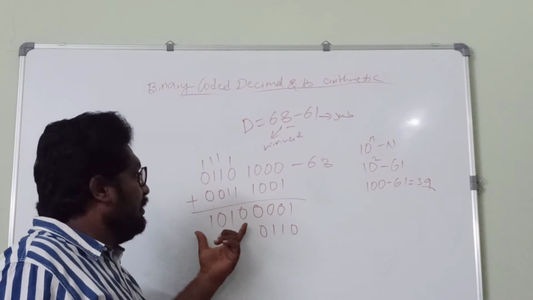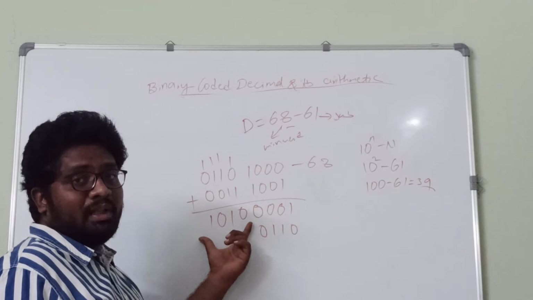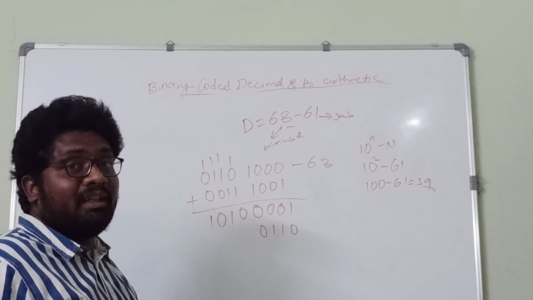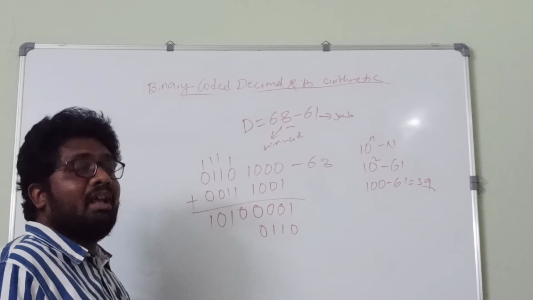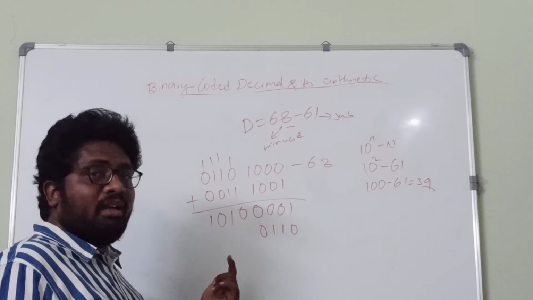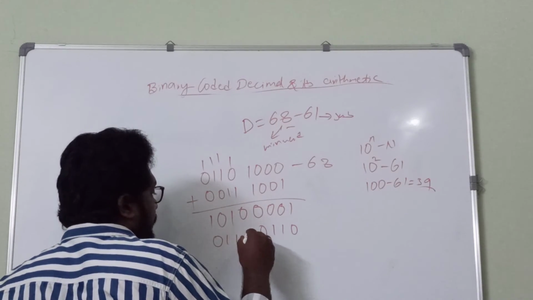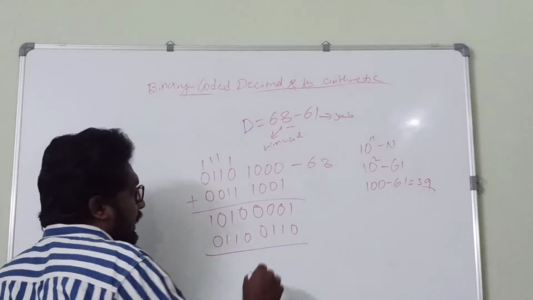Now have a look at the leftmost nibble. The leftmost nibble is 1010, which is greater than 9. So this is also an invalid BCD, right? To make it a valid BCD, again we need to add 6 to this nibble, 0110, and now perform the addition.